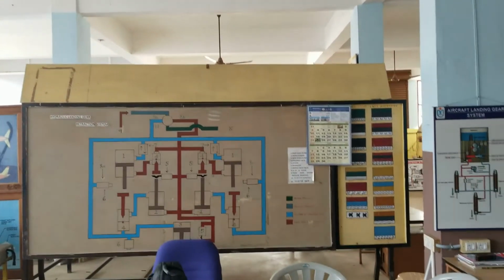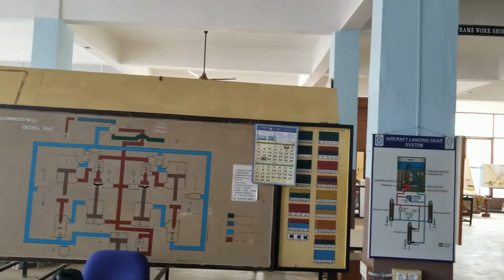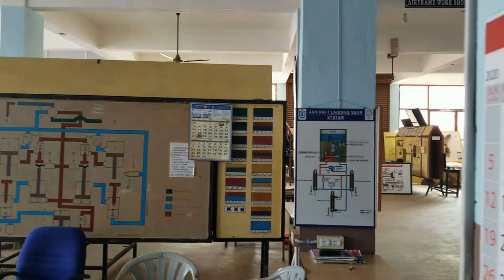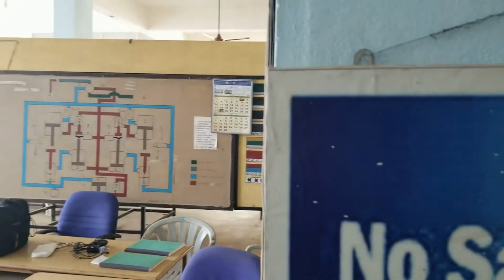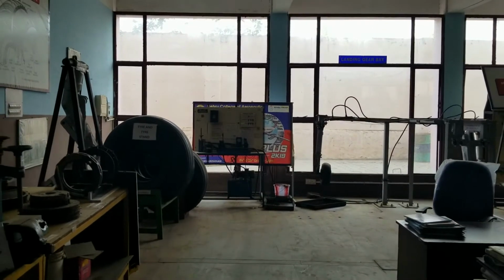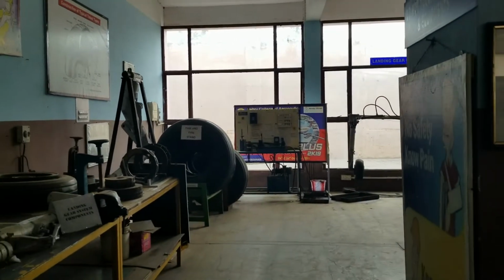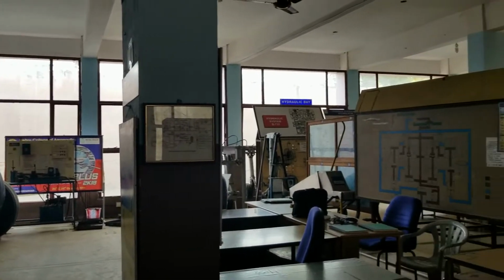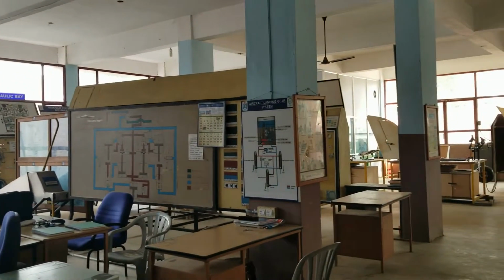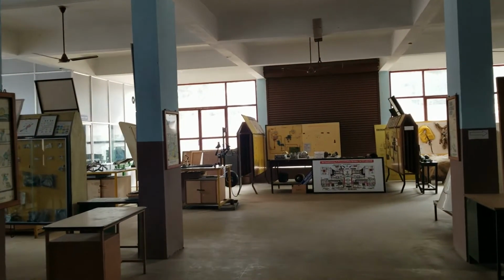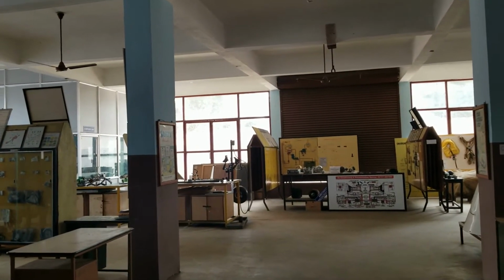You can see here the aircraft landing gear system, a small flex board mounted on the wall. This will give you one idea. This is in the beginning. This is the first lab available: landing gear bay, landing gear and tire bay. Next we will enter into the hydraulic bay. Next lab we will be entering into the hydraulic lab. In the hydraulic lab, we will see what are the things available.